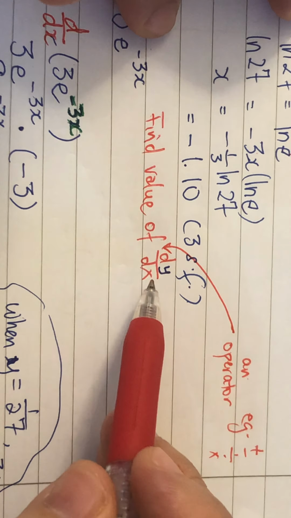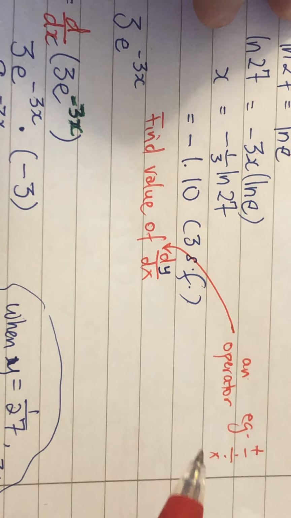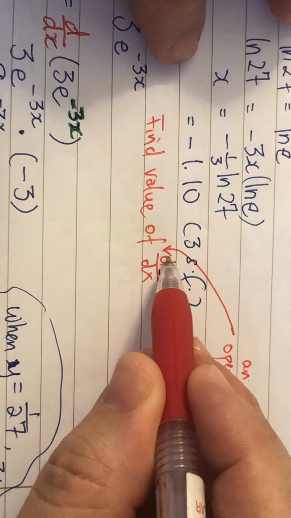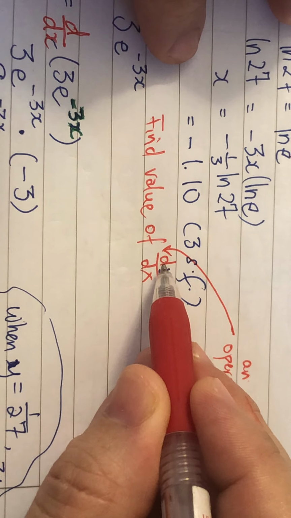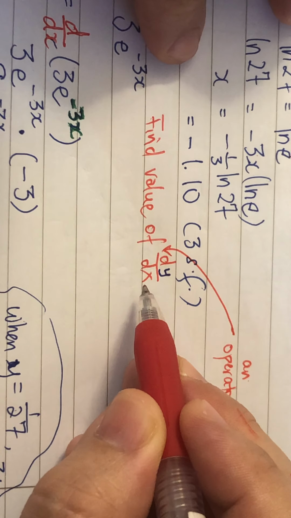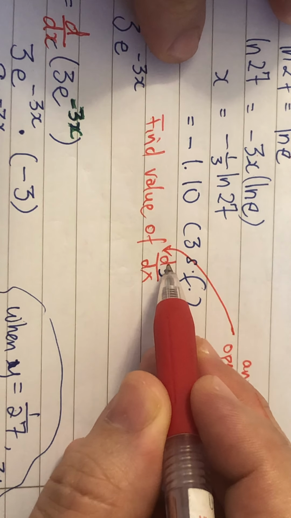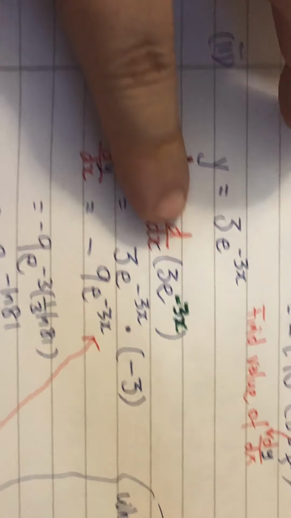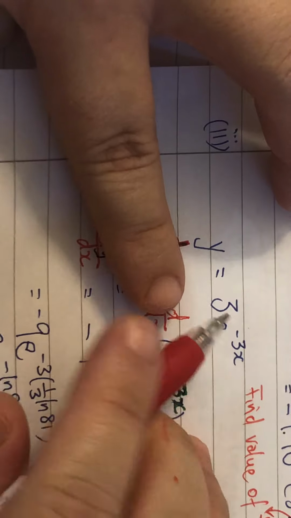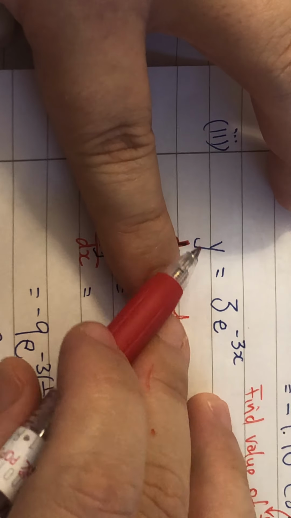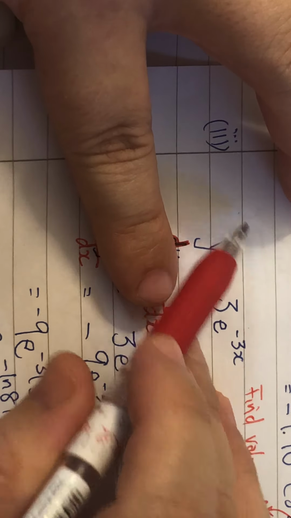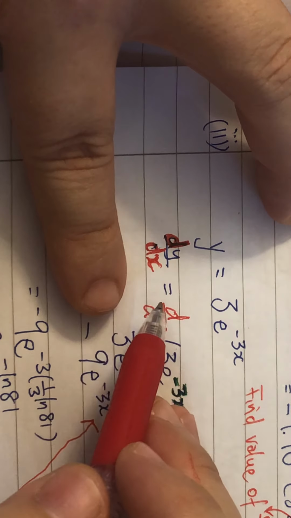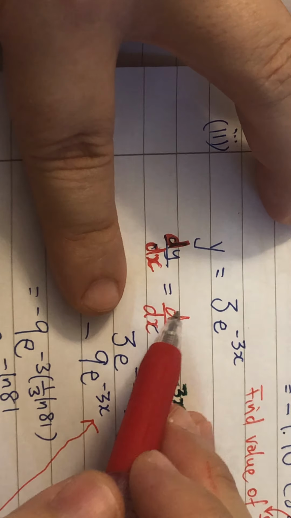So this d over dx is an operator. What does it mean? It means differentiate. This d over dx means differentiate with respect to x. I repeat, it means differentiate with respect to x. Okay, so when I ask you to find dy/dx of this, it means I differentiate this side and I differentiate this side. Whatever I do on the left, I do on the right, right? So I d over dx on the left and I d over dx on the right.